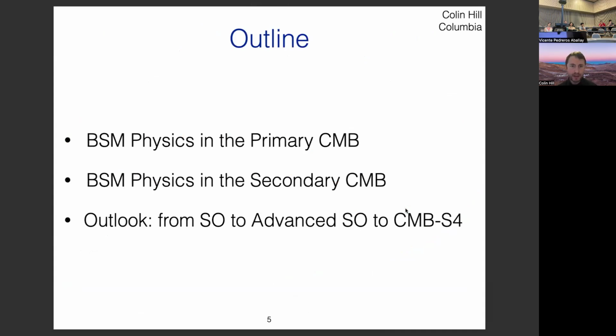Okay, so the talk breaks down naturally into a few chunks. I'm going to first start by talking about the primary CMB, so the fluctuations at redshift 1100, and some of the BSM physics that we're looking for there. And then I'll turn to some new work, new ideas really, looking at signatures of beyond standard model physics in the secondary CMB, so processes that happen to CMB photons as they propagate through the universe.